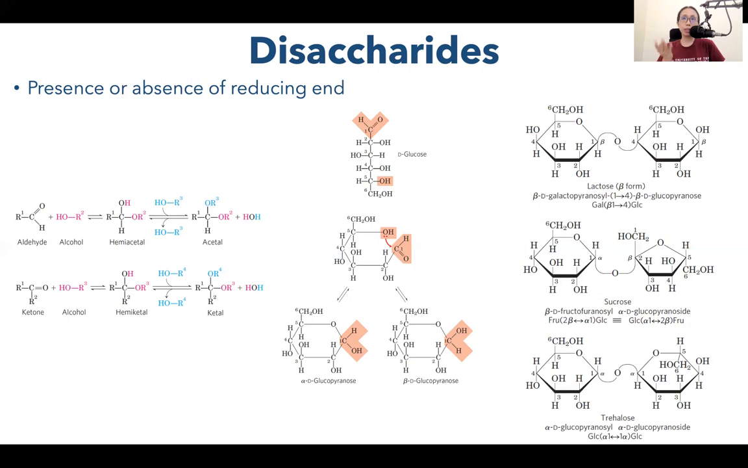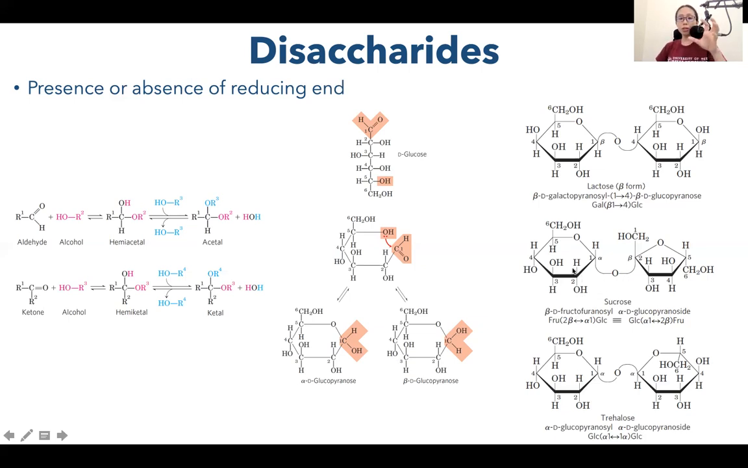And the consequence is it's no longer available to reduce another substance. So we lose the reducing end if the rightmost, the last unit of your oligosaccharide, has its carbon 1 involved in the glycosidic bond. So let's take an example, sucrose.